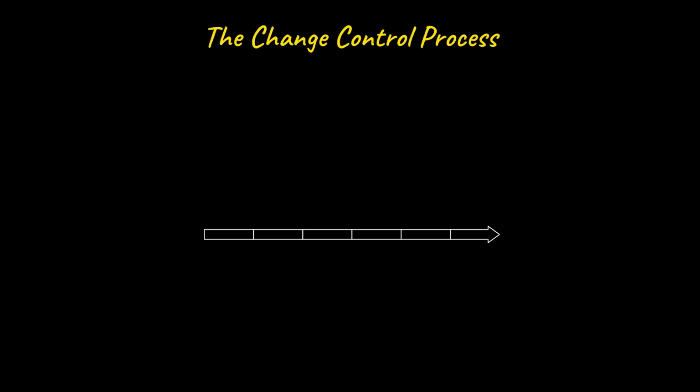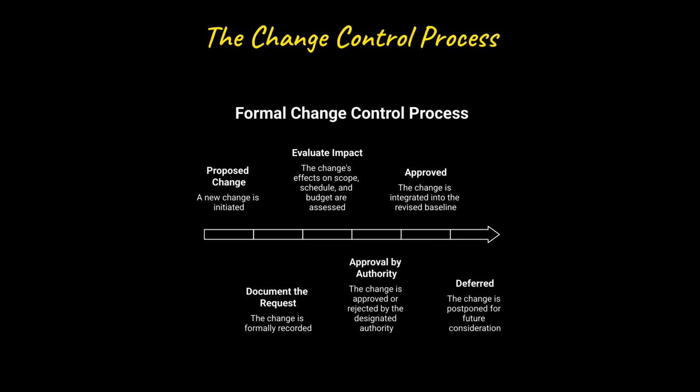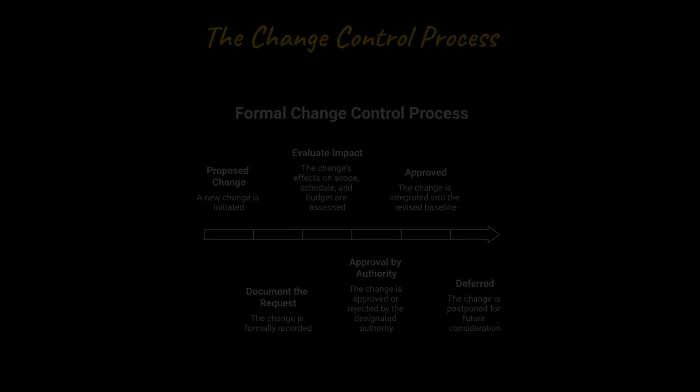The mechanism that keeps projects honest is a formal change control process. Every proposed change must be documented, evaluated for its impact on scope, schedule, and budget, and approved by the right authority before it is incorporated into a revised baseline. Changes that don't meet the threshold get deferred, not silently absorbed.